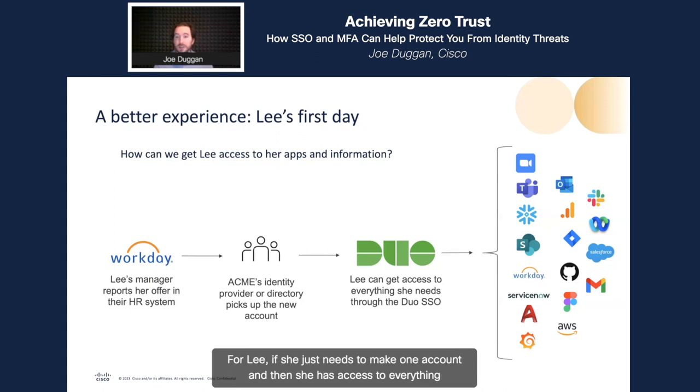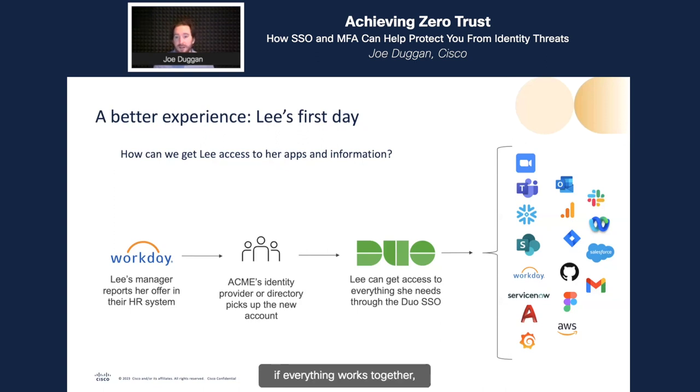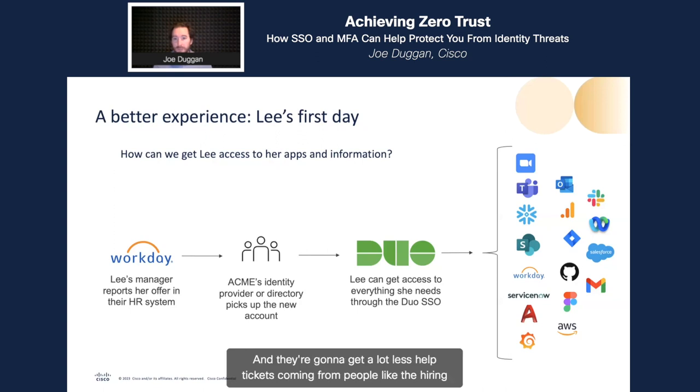For Lee, if she just needs to make one account and then she has access to everything, that's a lot more convenient. And then finally, for the administrative team who set this all up on the back end, if all of these resources and web applications are using common access technologies, then they can all be unified in one area. They can be managed easier. Policy can be applied against them in a much more simple way, and they're going to get a lot less help tickets coming from people like the hiring manager and Lee herself, because people just aren't going to be getting as confused.